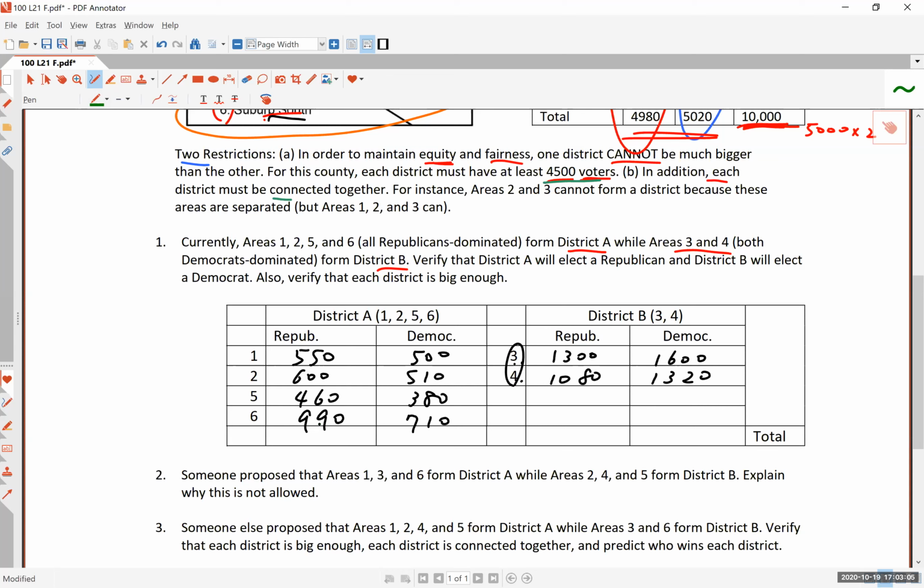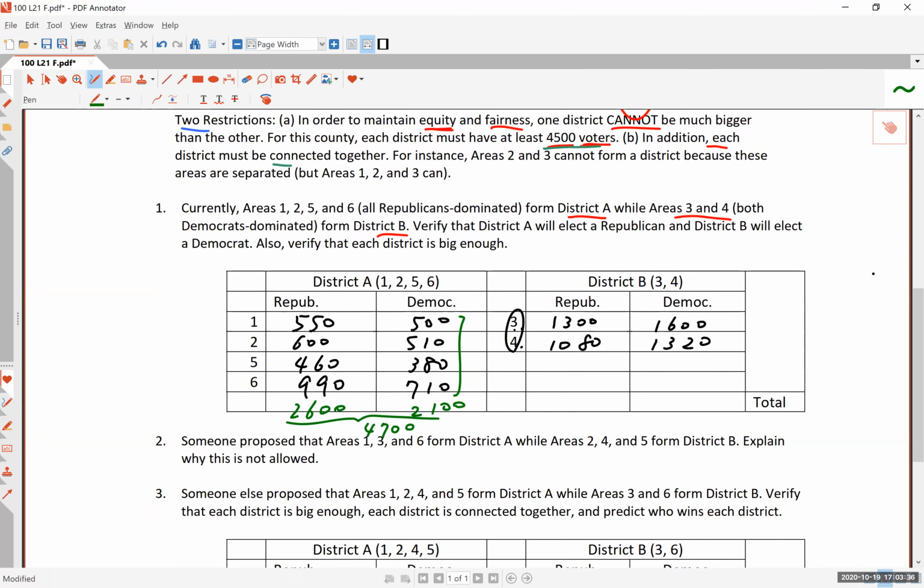Okay, so if you add up all of these numbers, it's 2,600 here. And then the blue party registered voters in districts 1, 2, 5, and 6 add up to, just add up these numbers and you get 2,100. Okay, the sum of both is 4,700. So 4,700 registered voters are in District A.